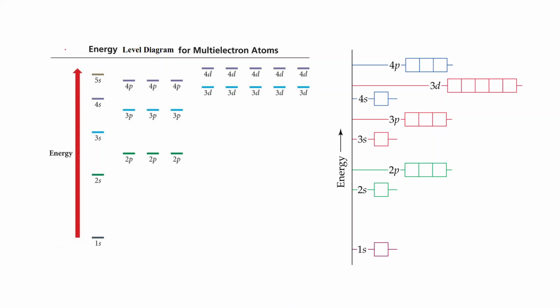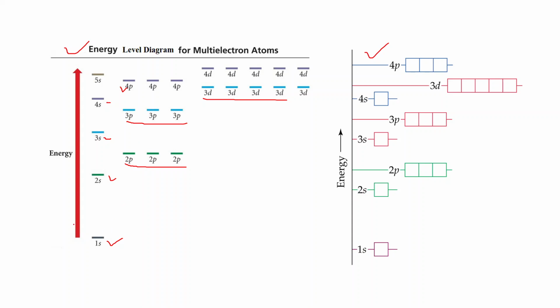In two ways you can represent it. This is one way and this is another way. This is 1s, the lowest energy level. Then this is 2s. Then these 2p orbitals present in the 2p subshell. Then this is 3s. Then 3p. This is 4s. And after 4s, this is 3d. And after 3d, this is 4p. And so on. One thing you have to note down.